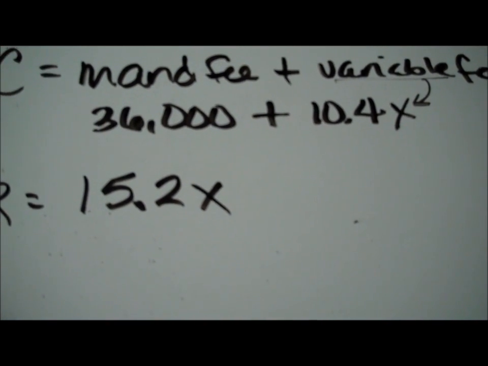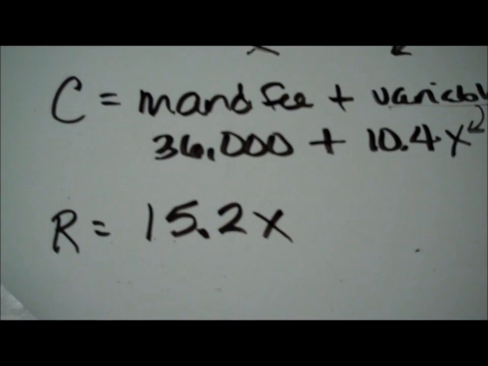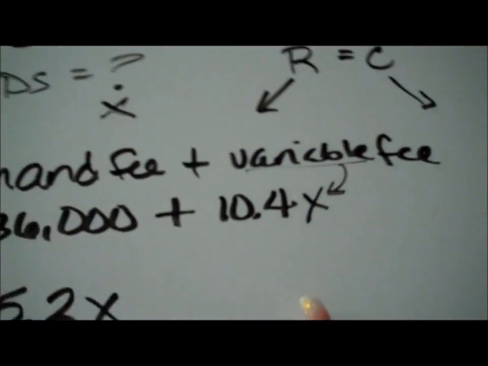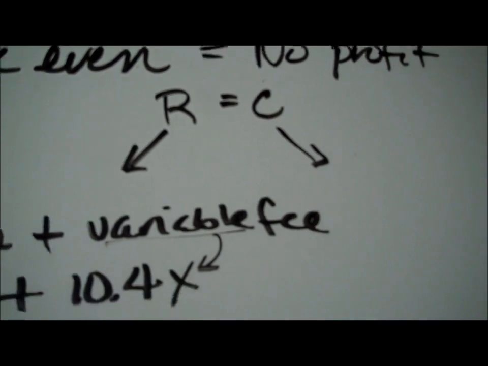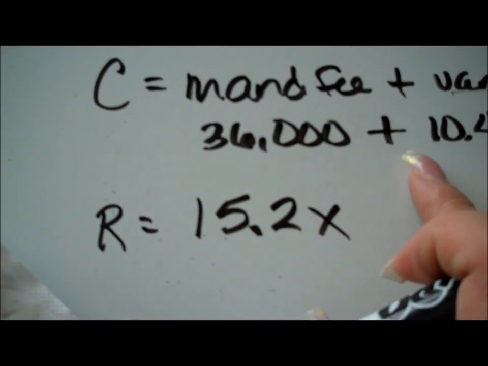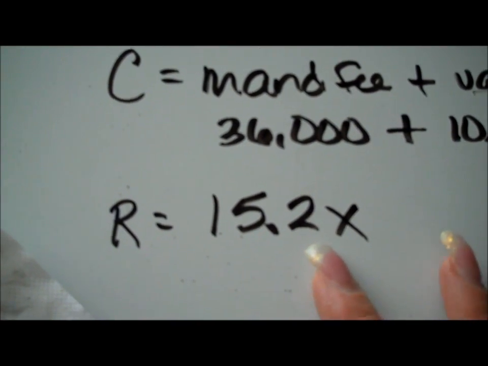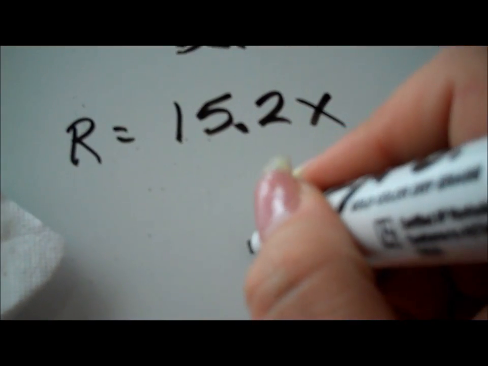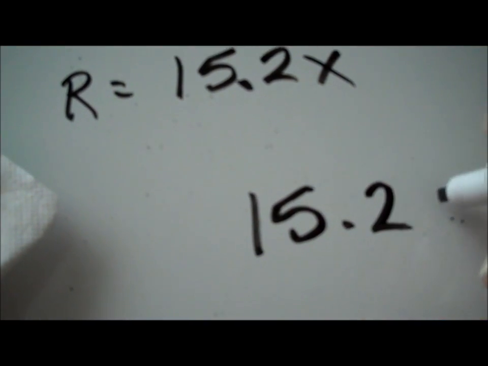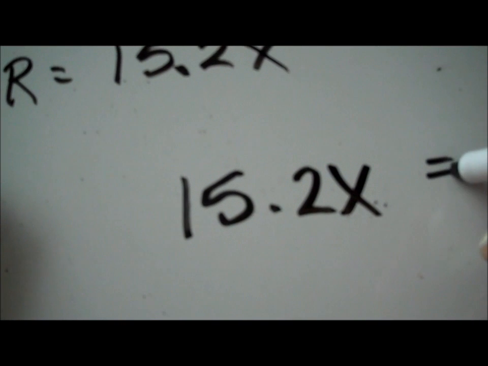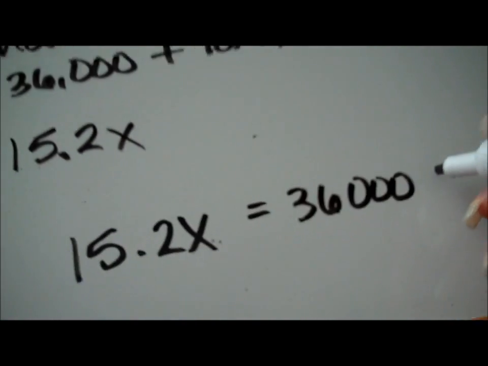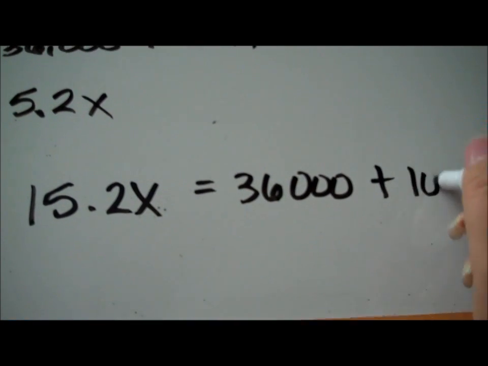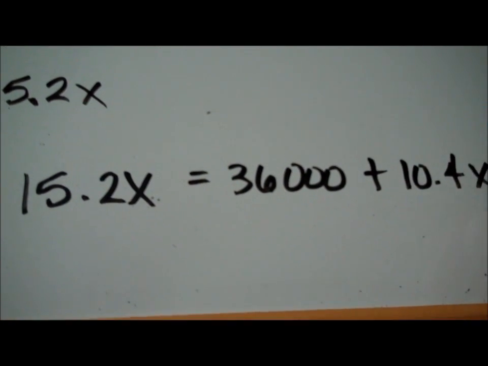Okay? Now, we have this equation and we have this equation, but what we're really looking at is this equation. We want the revenue to equal the cost. So I have to set this equation and this equation equal to each other. So the revenue is 15.2x equals 36,000 plus 10.4x.